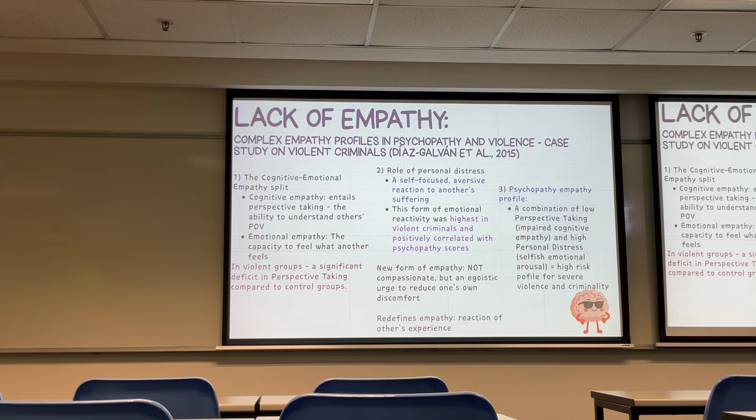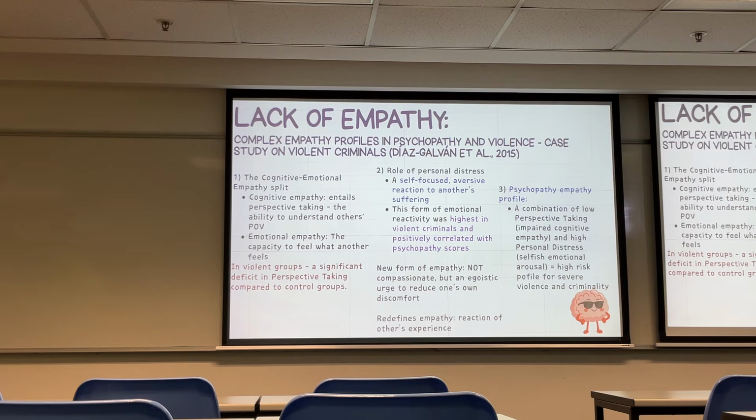Moving on to what happens when there's a lack of empathy, in a study of empathy profiles on violent and psychopathic criminals, yet again their cognitive and affective/emotional empathies were both measured, and found that there was a significant deficit in perspective taking compared to the control groups. Diaz-Galvan et al. notes the role of personal distress. Instead of distress in response to another's, this takes the form of a self-focused aversive reaction. This was found highest in violent criminals and positively correlated with psychopathy scores. So this essentially redefines personal distress into a specific form for violent and psychopathic criminals.